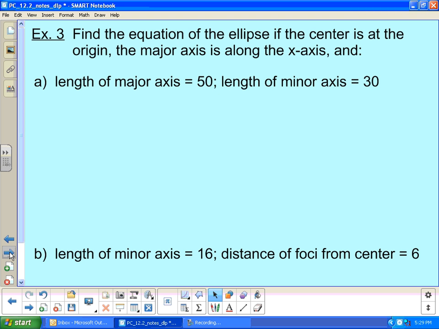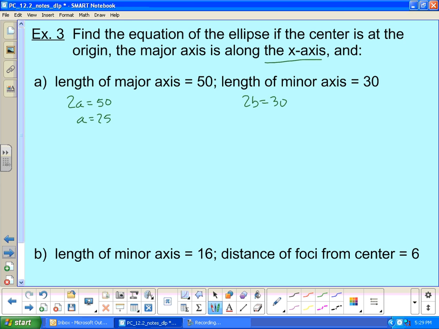All right, I think we're going to skip this one. It's kind of like the last one we just did. You can pause it here and then come back and check the answers. We're along the x-axis now. So we have 2a equal to 50, a equal to 25. We have 2b equal to 30, b equal to 15.